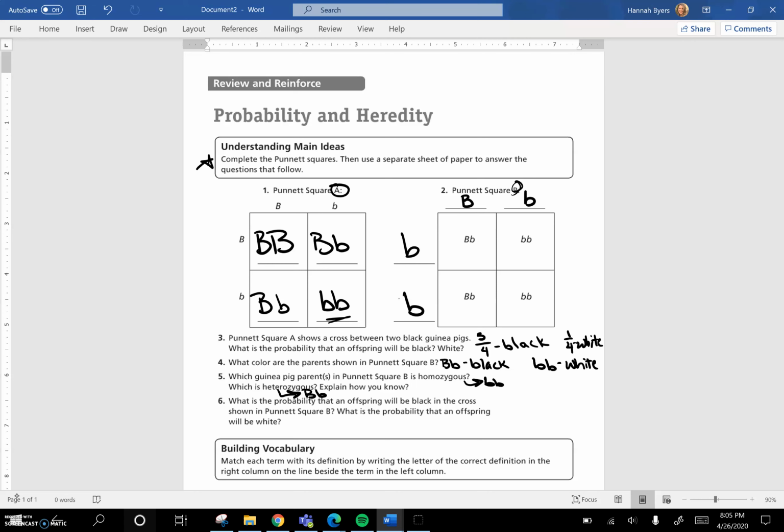Number 6, what is the probability that an offspring will be black in the cross shown in Punnett square B? What's the probability that they will be white? So in Punnett square B, 2 of our boxes have dominant and recessive. So there is a 2/4 or 1/2 chance that they are big B, little b, which would be black fur. And then there are 2 boxes, so there's a 2/4 or 1/2 chance that they are lowercase b, which would be white fur.